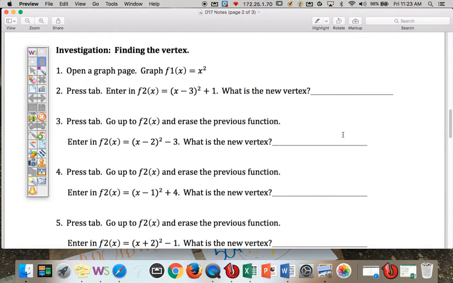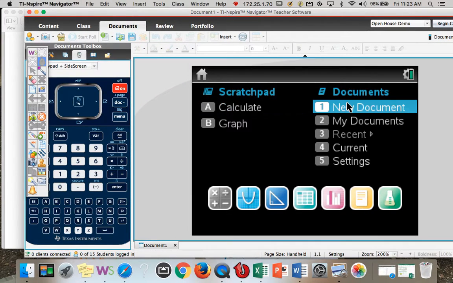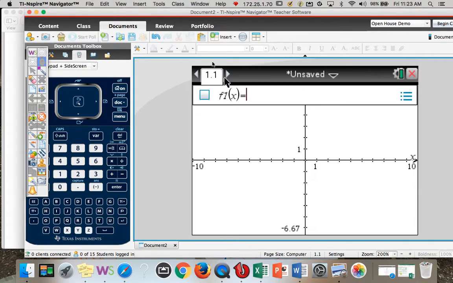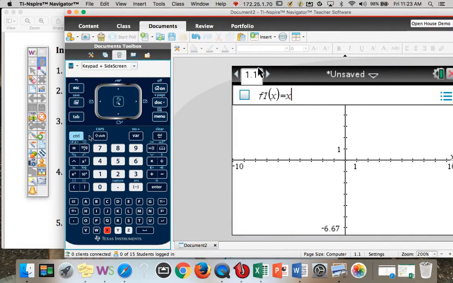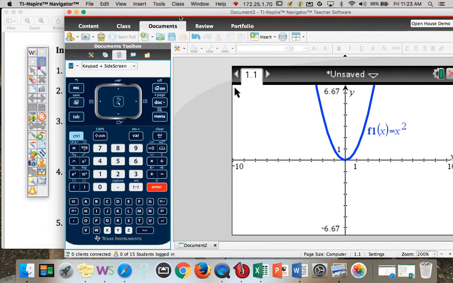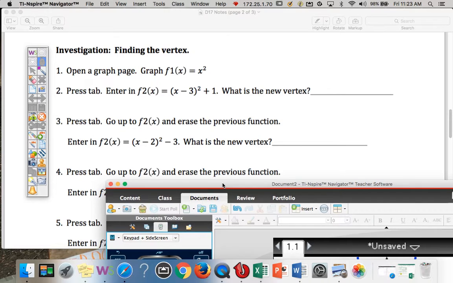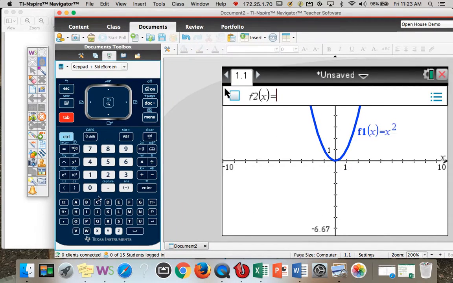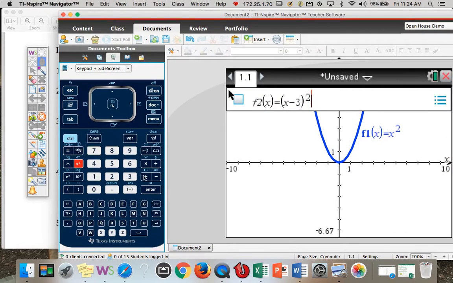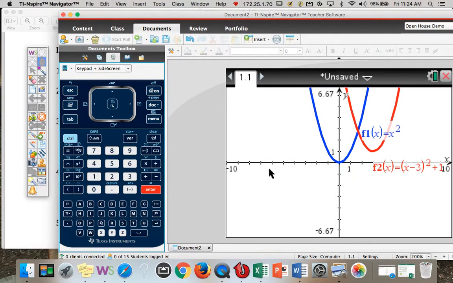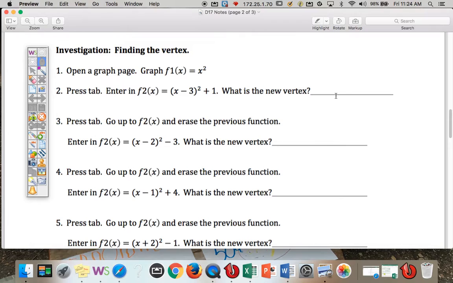Investigation, finding the vertex. Open a graph page and graph x squared. Okay, so let's do that. Let's graph x squared. So there's that parabola we just graphed by hand. Type in this equation, x minus 3 squared plus 1, and see what happens. All right, so hit tab, parentheses, x minus 3 squared plus 1. The new vertex, it looks like it went over 3, up 1.